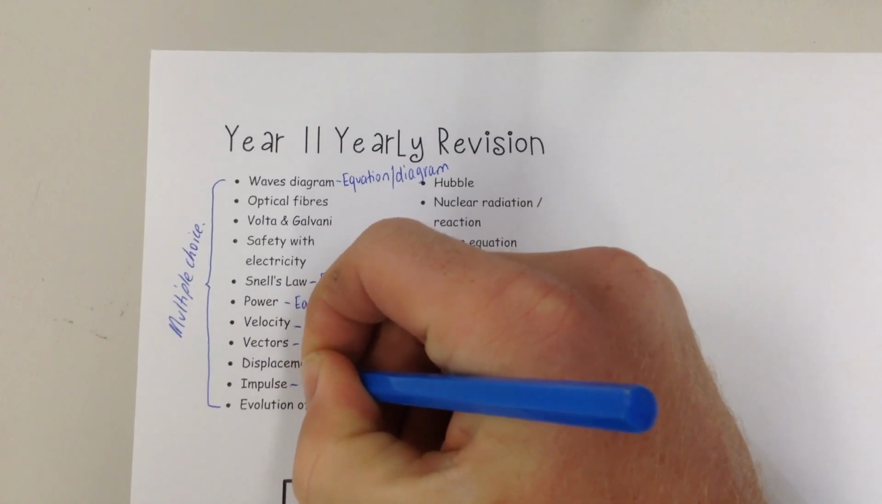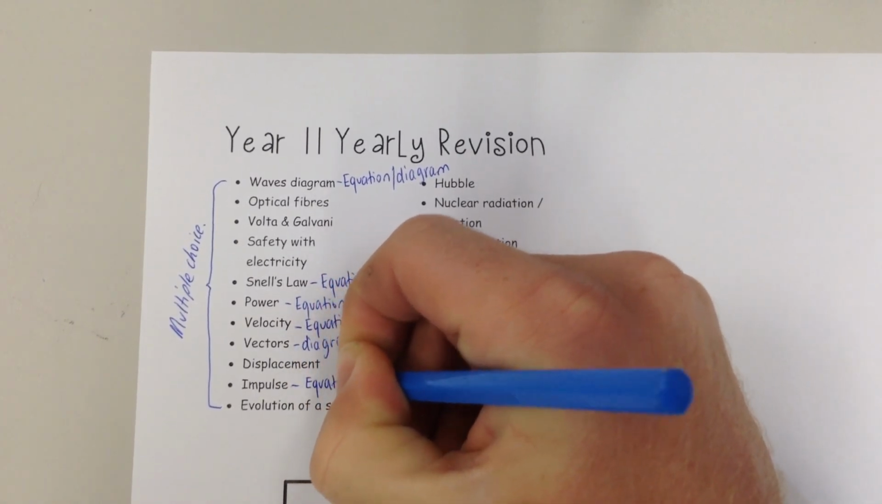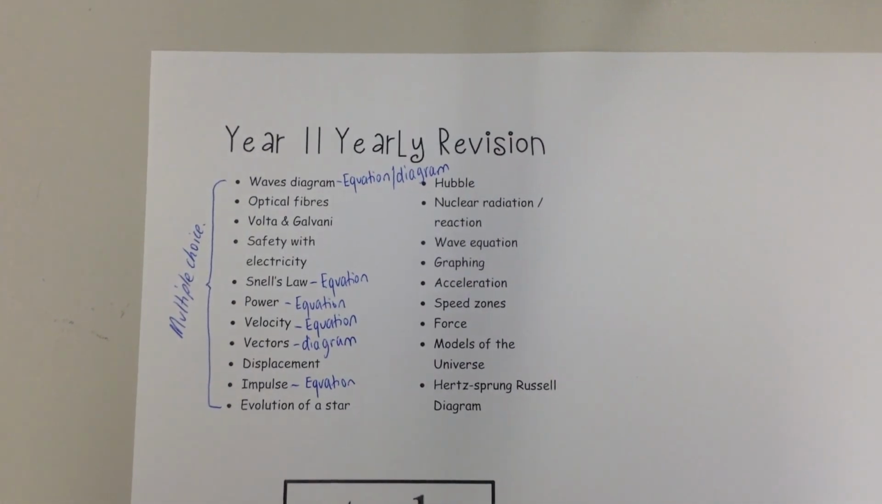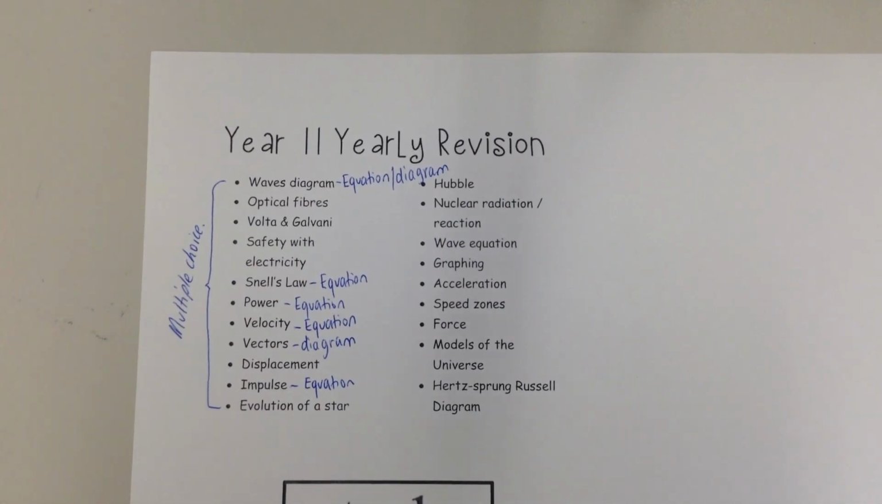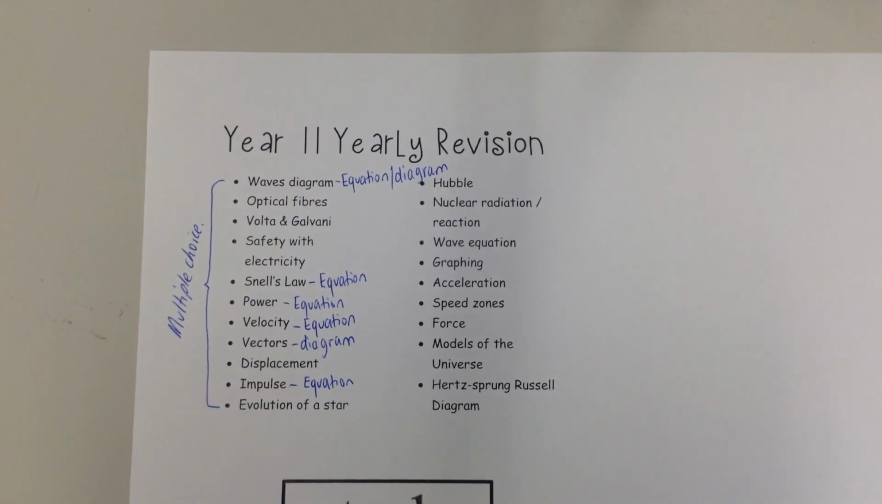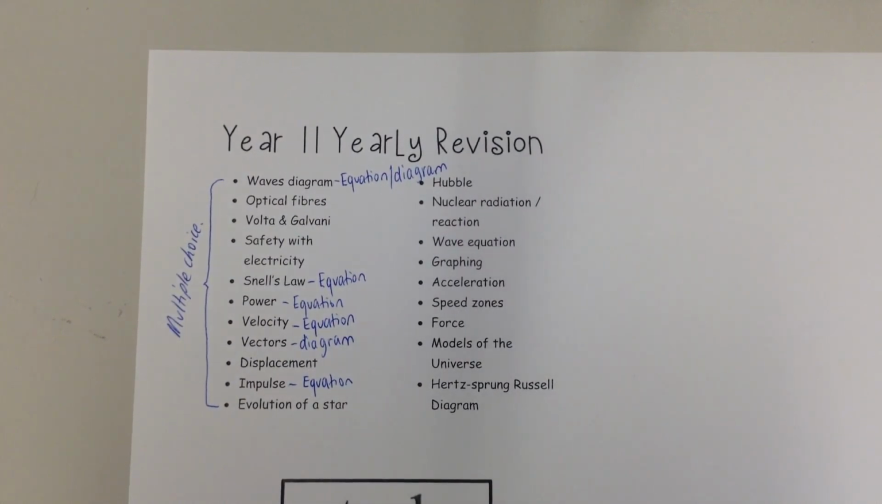Impulse is another equation question. Okay, so if you want to write down what the impulse equation is, that will help. So there is the impulse, and you can write the momentum one down if you'd like to. There is a two-part question. I can't remember if one of them was momentum or was it just impulse. But for your safety, it's probably good to remember momentum.